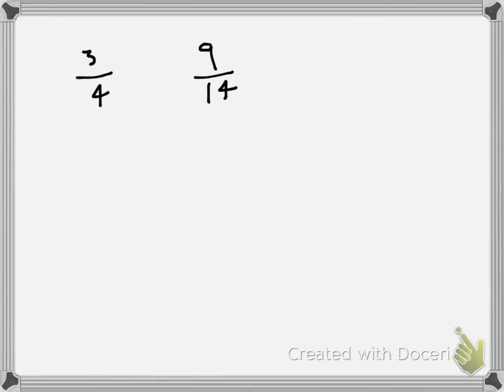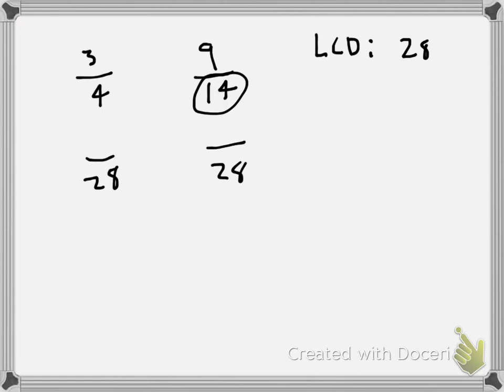So my first step here is going to be to find the LCD. And this one's a little trickier. Again, we're going to take the same approach. We're going to take the big one here, and we're going to multiply it by stuff until we find something that the smaller one will go into evenly. So 14 times 1 is 14. That doesn't work. 14 times 2 is 28, and 4 times 7 is 28, right? So I'm going to use that as my LCD here.